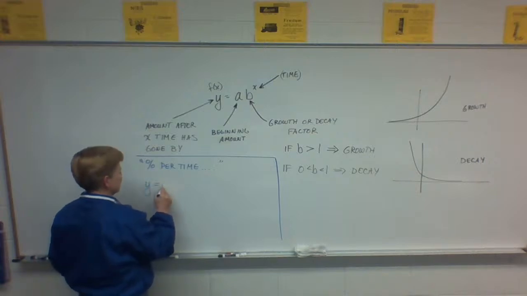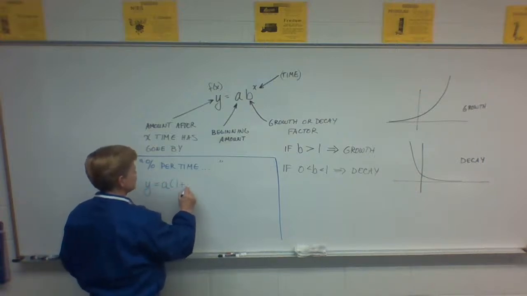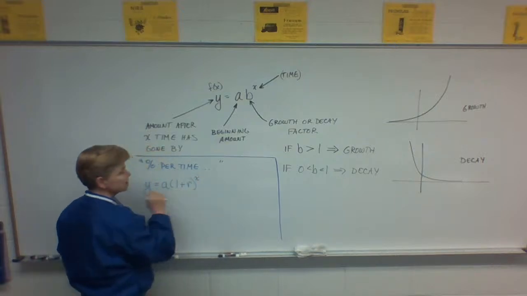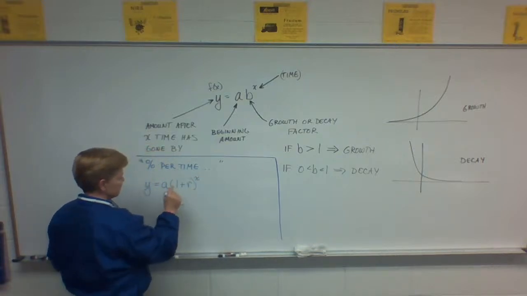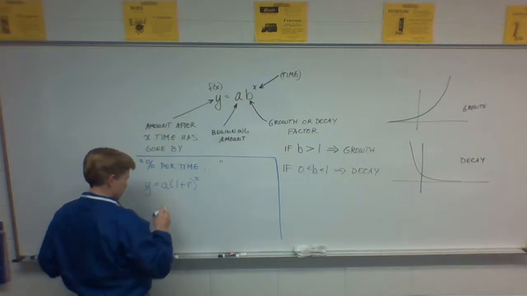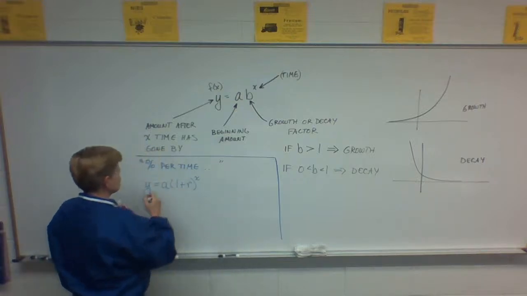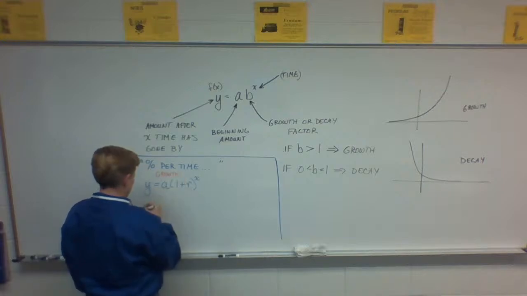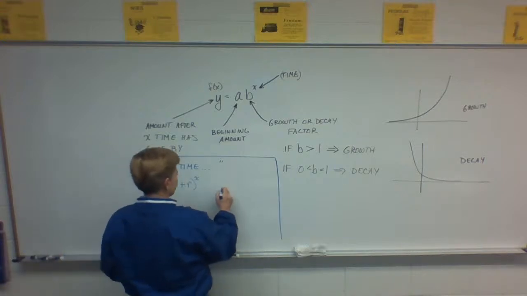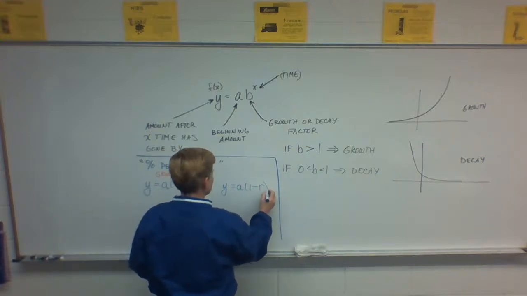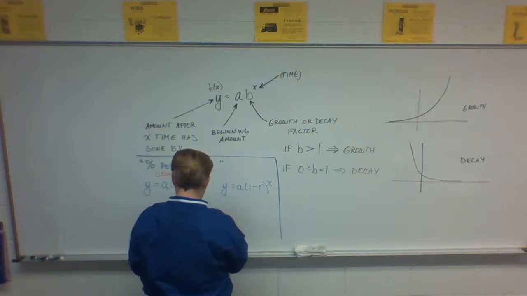Y equals A times (1 plus R) to the X. So I've replaced B with something else. This is a growth. I'll put it right up here in red. This is a growth. This form of it, Y equals A times (1 minus R) to the X, that's a decay.